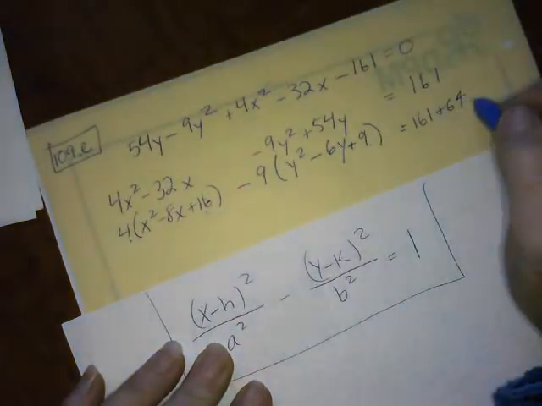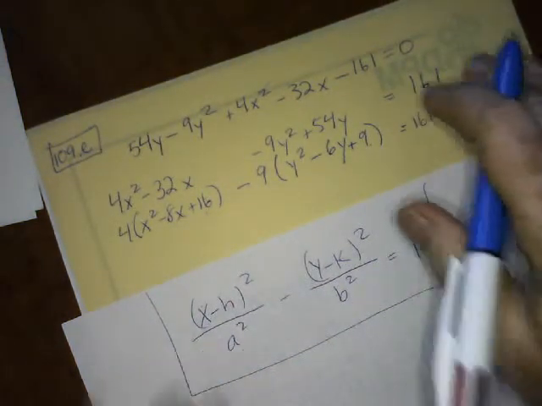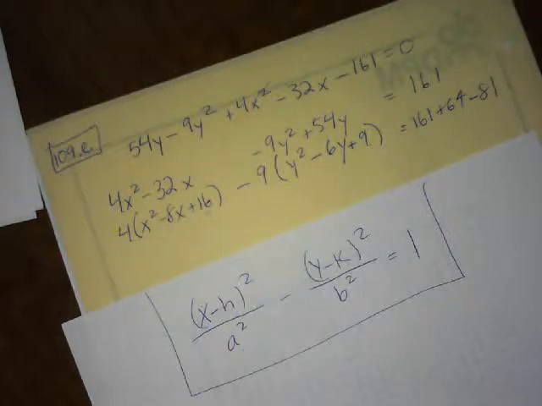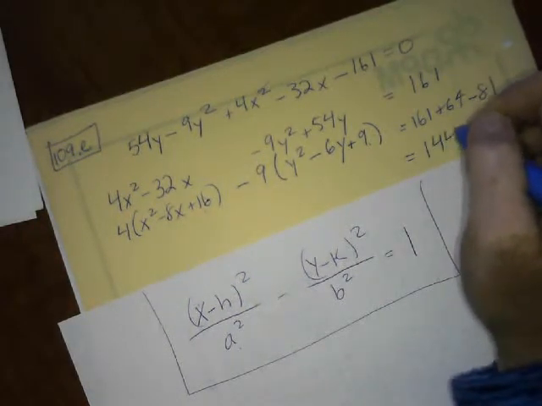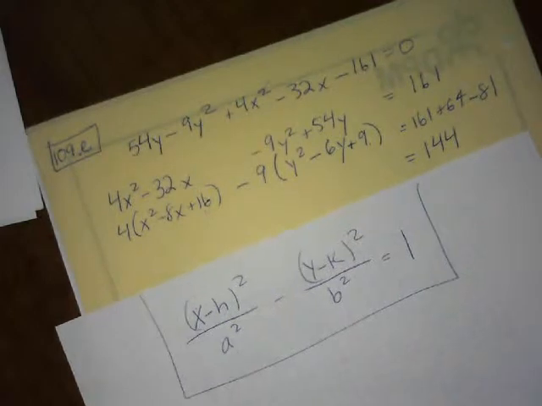So I'm going to go like this. Okay, and I want to see what that number is. What is 161 plus 64 minus 81? Got one. Oh, isn't that nice? I got 144 over here. I think that's good because it's a perfect square.